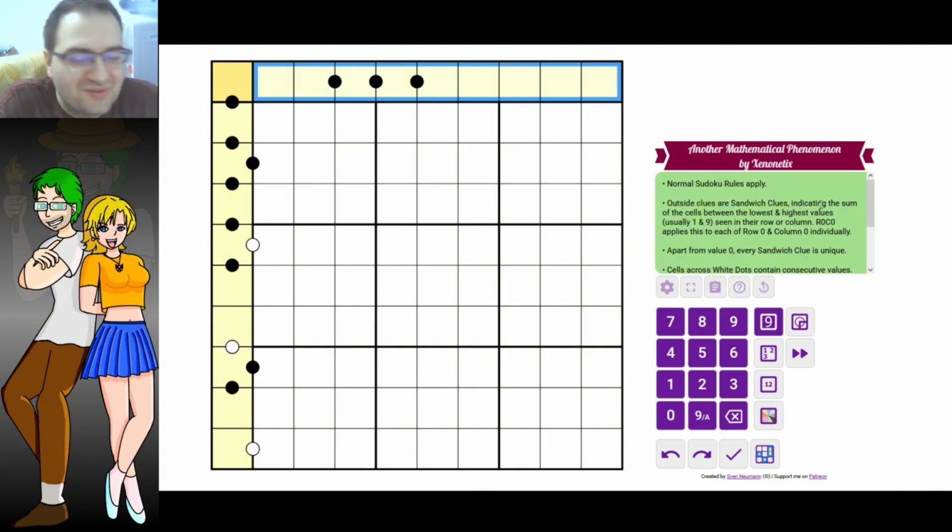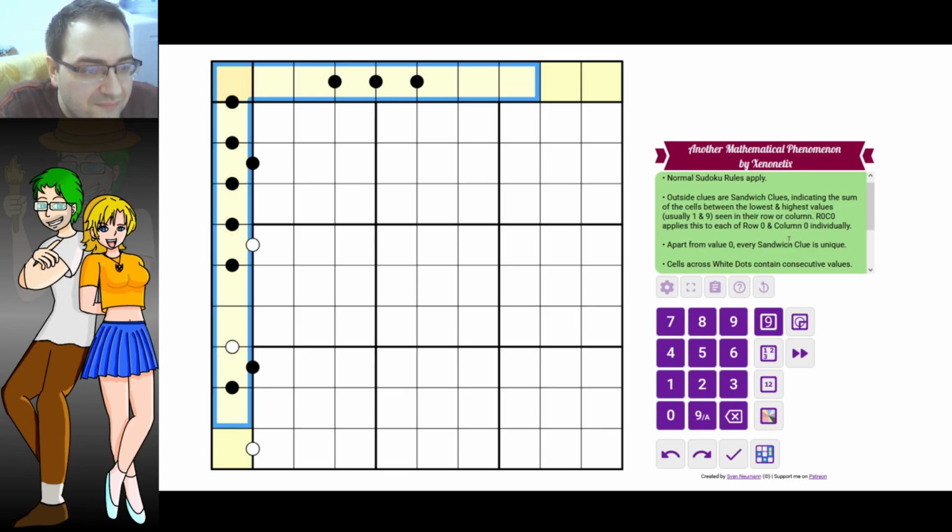Okay, I need to see if I'm recording because I forgot if I clicked the record button. Apart from value 0, every sandwich clue is unique. Oh, okay, that's good to know. So if this was a 5, this cannot be a 5, because every clue aside from 0 is unique. So if this was a 0, this could be a 0. That's allowed, but all of the others are unique.